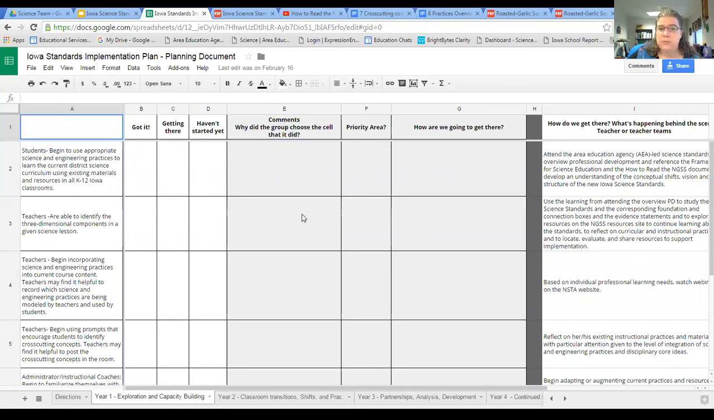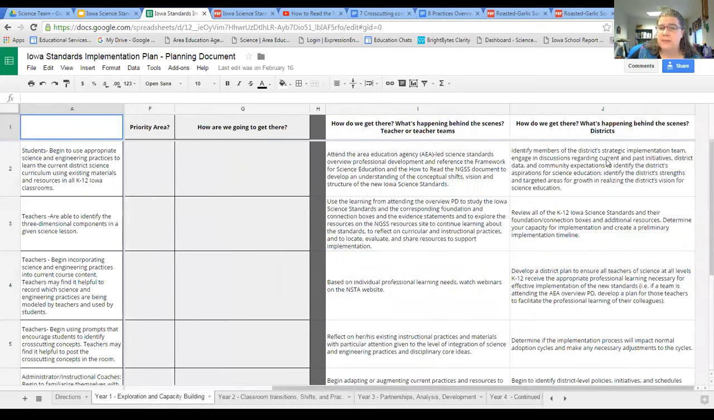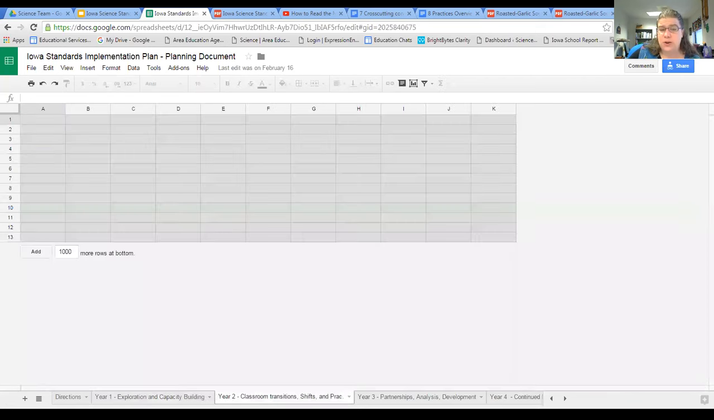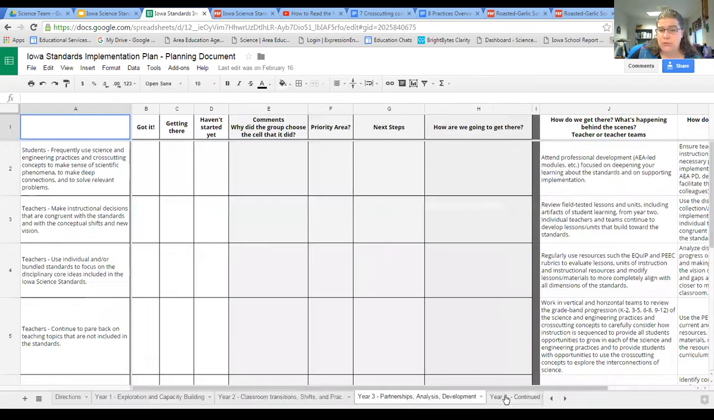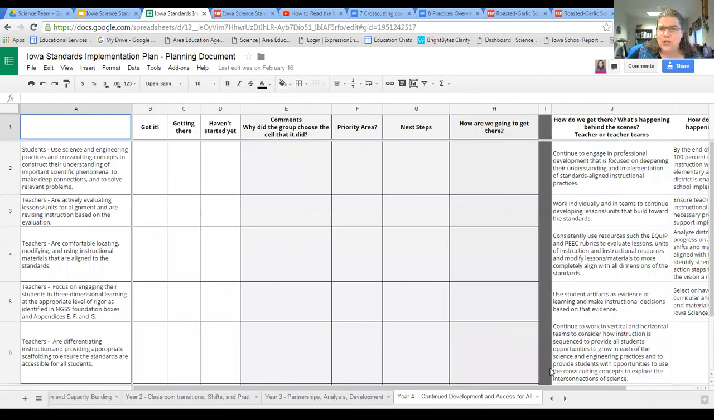There are also areas where you can put your comments in as to why you selected the things that you've selected, and you can determine what might be your priority areas. You may want to select, first quarter, we're going to focus on these two things. Second quarter, this will be our focus. You can make a plan. How are we going to get there? And you may want to consider utilizing those behind-the-scenes bullet points from the state plan, which we've put over here, to help you determine how you will get there. Once you've completed year 1, the tabs are there and ready for years 2, 3, and 4. So this truly can be a working, living document.